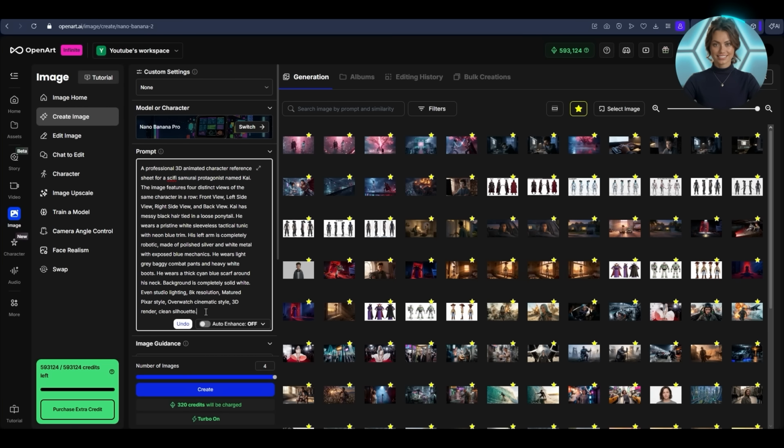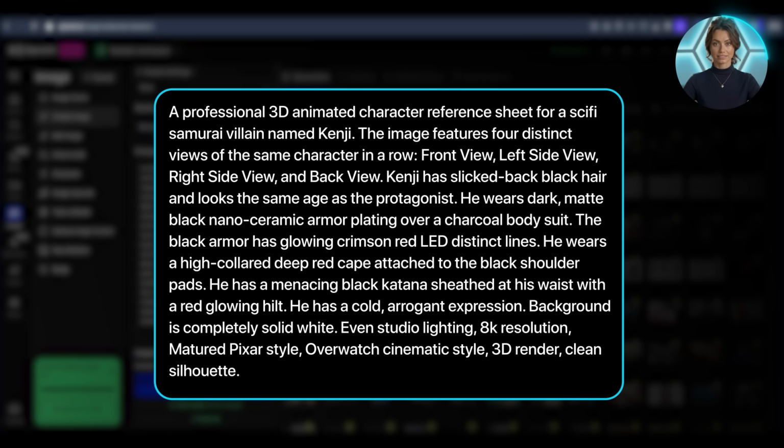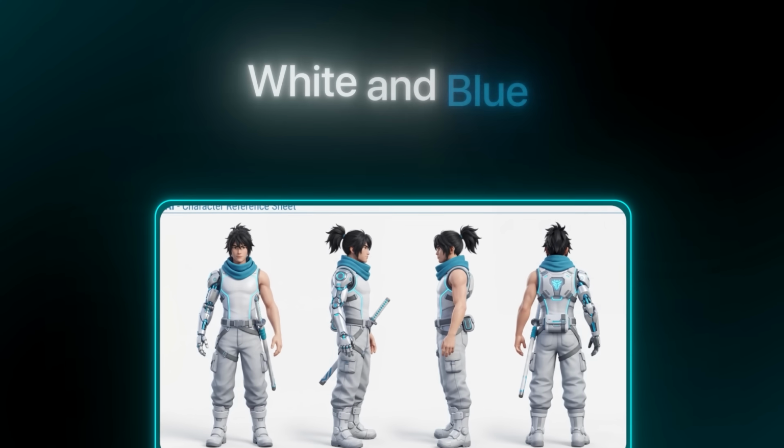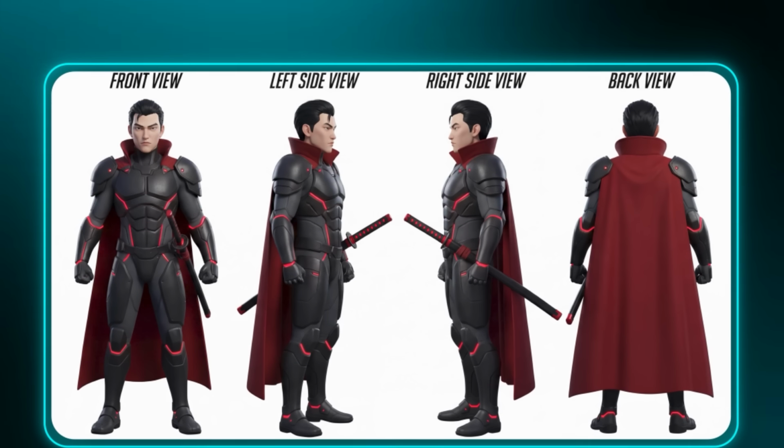But what good is a hero without his villain counterpart? So for our second character, we'll be keeping all settings the same, but we'll be using this prompt instead. This character will be called Kenji, and I want him to be the villainous brother to our hero, Kai. To help make this obvious, I've used a black and red theme to contrast against Kai's white and blue theme. And after generating a couple times, I couldn't ask for a better result.